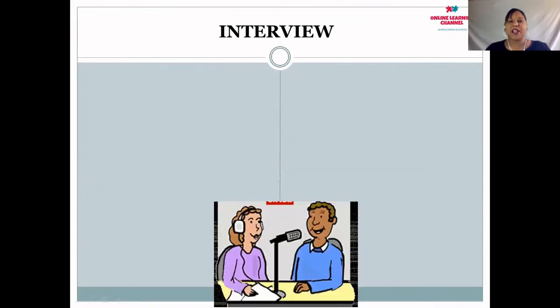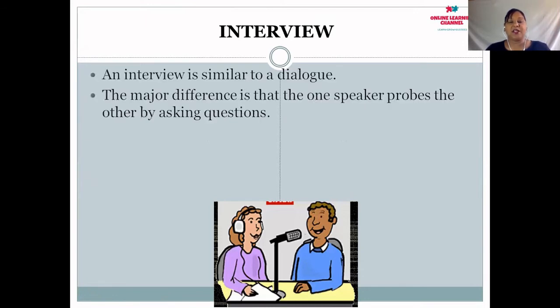Okay, the next type of dialogue is an interview. An interview is similar to a dialogue in terms of structure, but the major difference is that one speaker probes the other by asking questions. For example, if you look at this picture, we're looking at a radio interview here. In a radio interview, the DJ will normally invite a speaker to the radio station and interview them and ask them questions, relevant questions.